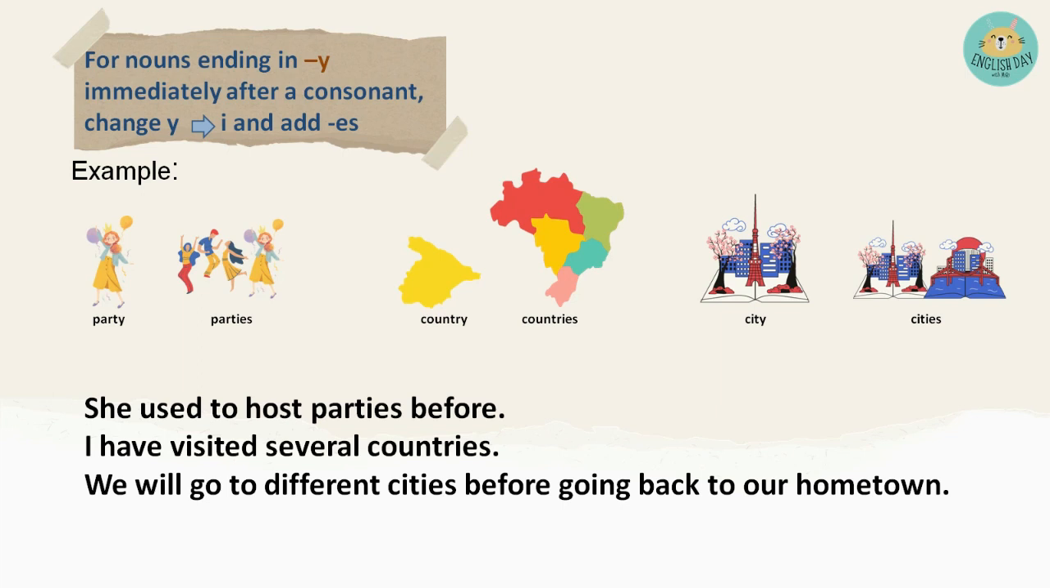Now let's have some example sentences. She used to host parties before. I have visited several countries. We will go to different cities before going back to our hometown.